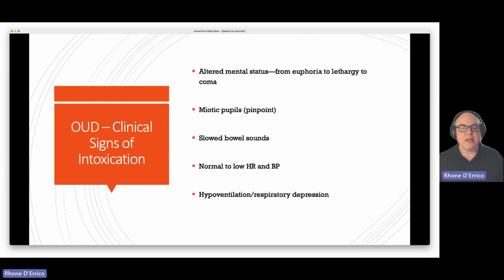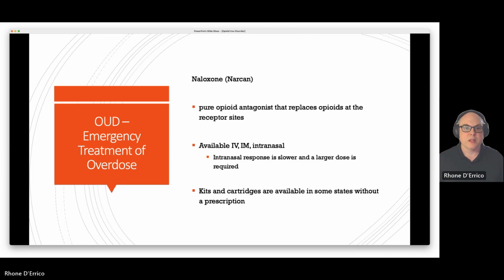And I will note that in the actual DSM-5 diagnosis of intoxication, it varies a little bit. It includes the altered mental status, and it also includes those pinpoint pupils. But other than that, it completely focuses on the psychological status of the patient in intoxication. It doesn't really talk about vital signs or other physiological measures.